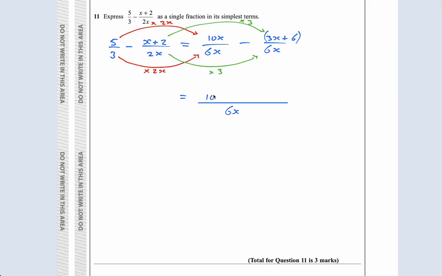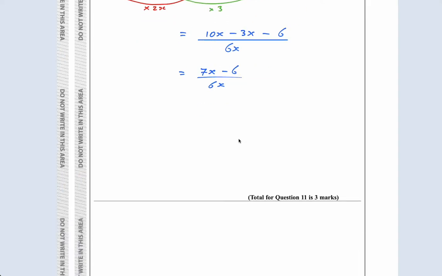Now I have 10x minus 3x minus 6, which gives me 10x minus 3x is 7x, and minus 6 over 6x, done. That's it. It's a single fraction and it's in its simplest terms. I can't make it any simpler. Okay, question 11.